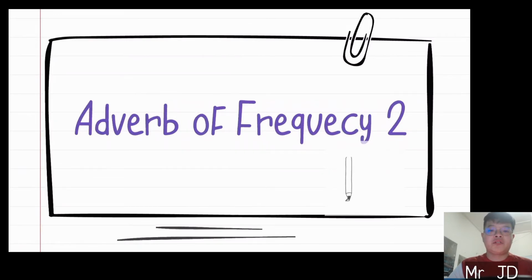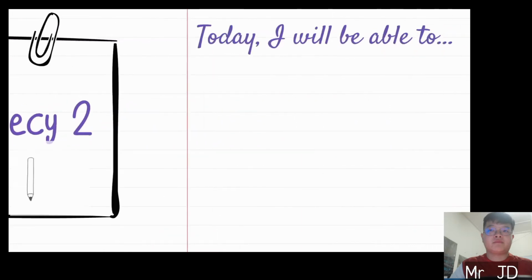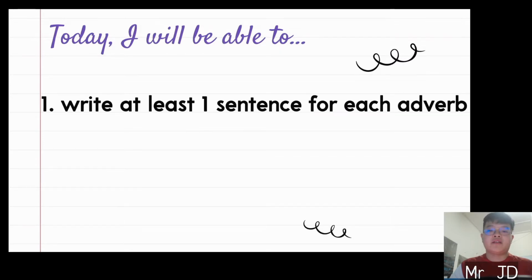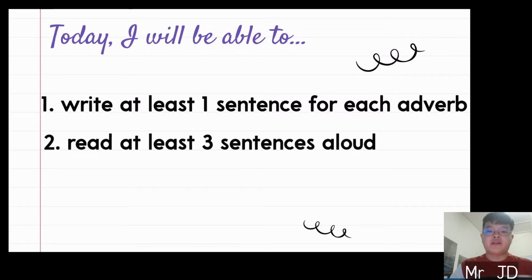This is a continuation from the previous video. Alright, so this is adverbs of frequency 2. Let's look at today's learning objectives. We have 2 for today. The first one is write at least one sentence for each adverb. Number 2, read at least 3 sentences aloud. This means if you're at home, you have to record your own voice reading the sentences, right?